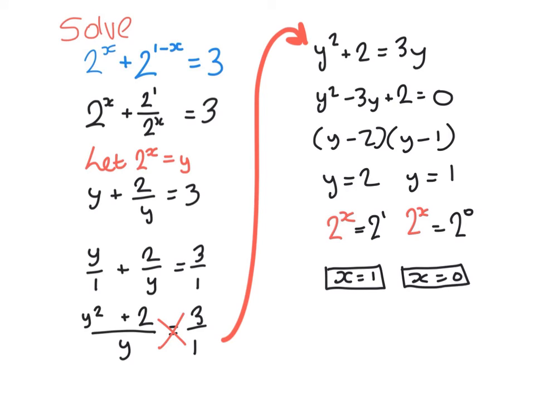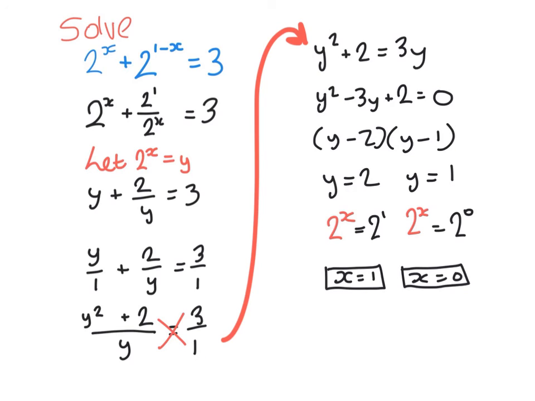So to summarise, I was asked to solve 2 to the power of x plus 2 to the power of 1 minus x is equal to 3. What I did was I rewrote 2 to the power of 1 minus x as 2 to the power of 1 divided by 2 to the power of x. I swapped every 2 to the power of x for a y. I then made each term into a fraction, and I simplified the left-hand side by getting a common denominator and getting one fraction, and I already had the right-hand side simplified.